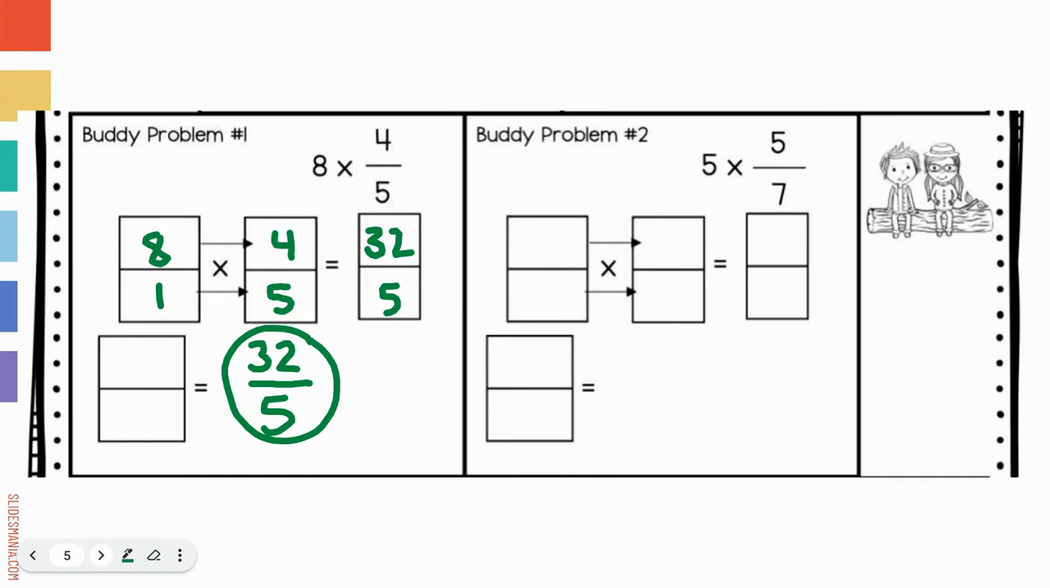Okay, so number 2, we've got 5 times 5 over 7. So we're going to start off by making 5 a fraction by putting 5 over 1. And then we've got 5 over 7. And then we're going to multiply. So 5 times 5 is 25. 1 times 7 on the bottom is 7. And that cannot be reduced. So our answer is 25 over 7.